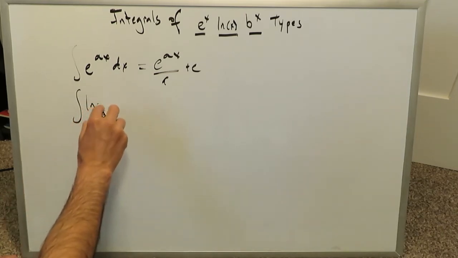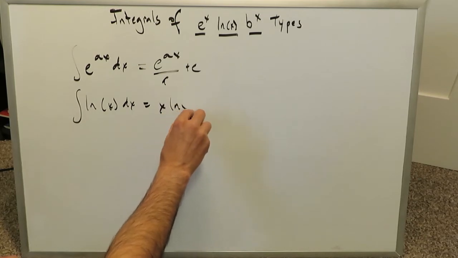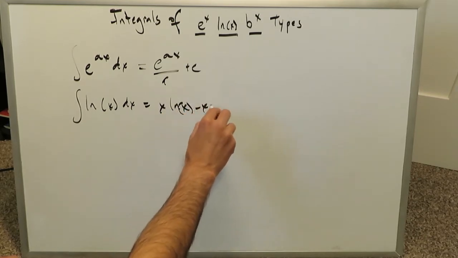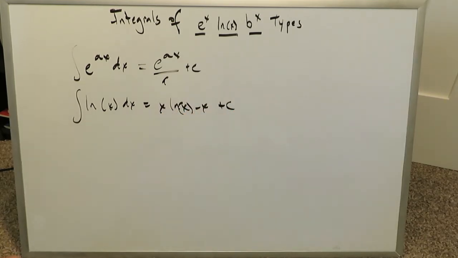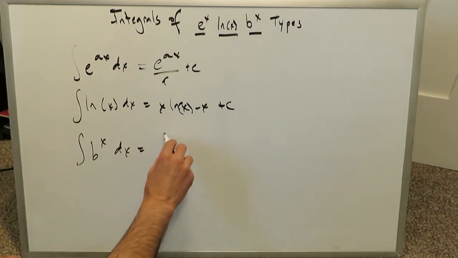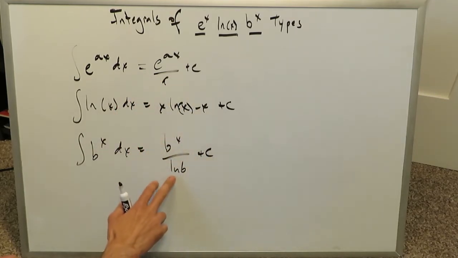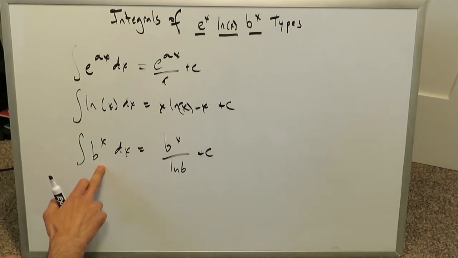Likewise, anything which looks like natural log x dx, when you integrate it, you're going to get x natural log x minus x plus c. Lastly, for a power function which looks something like this, when you integrate it, you're going to get b to the x over ln b plus c. In each of these instances, you can take the derivative of these antiderivatives as a good exercise for yourself and take it back to these original functions.